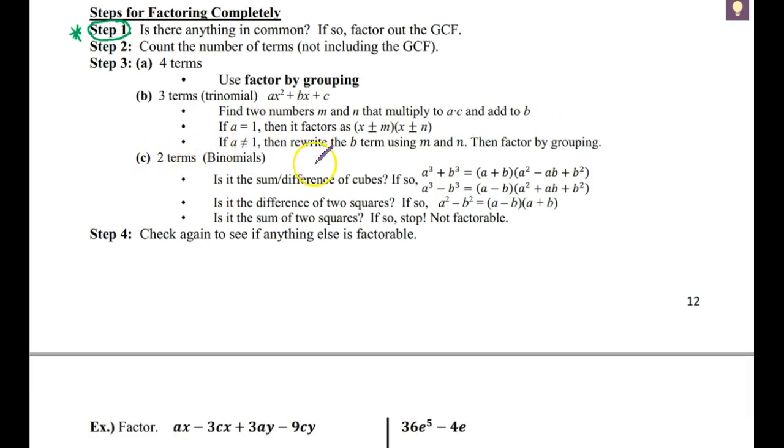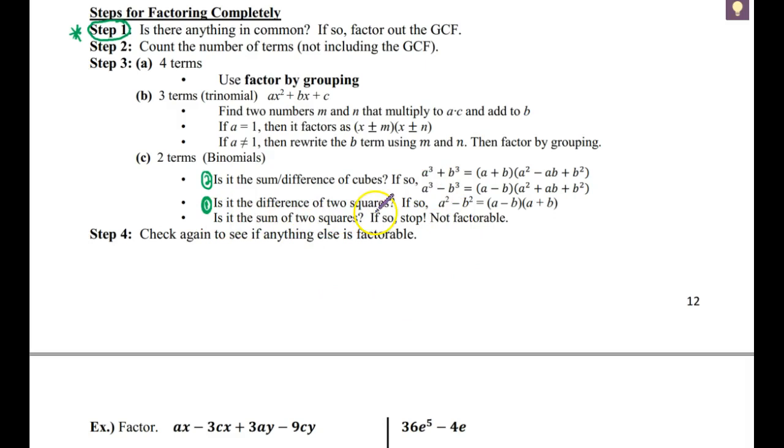If there's 2 terms, we have to ask ourselves, is it the sum or difference of cubes? Is it the difference of squares? You actually always need to ask yourself this one first. I apologize that it's out of order on your paper, but the difference of squares needs to come first, and then ask yourself, is it a sum or difference of cubes? So the square first, and then the cube.